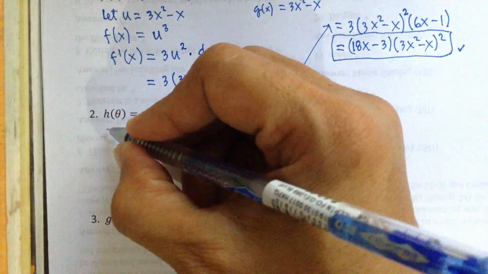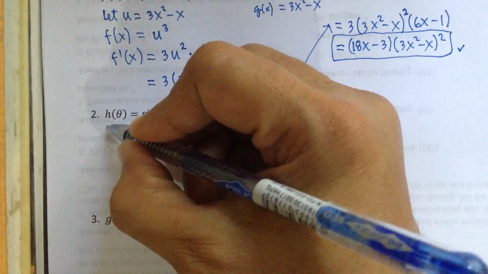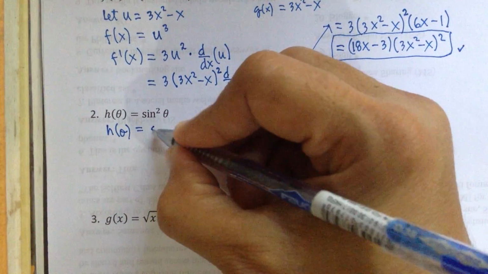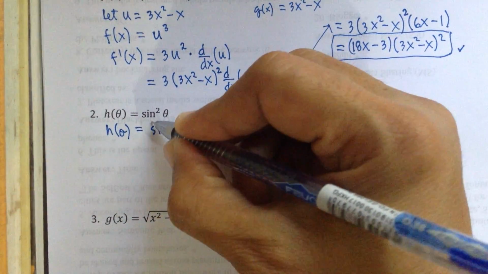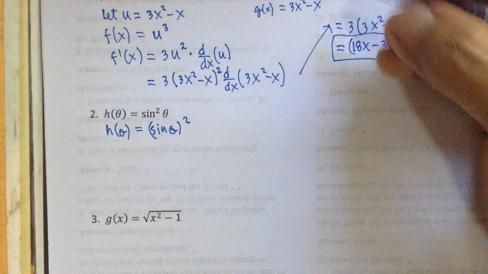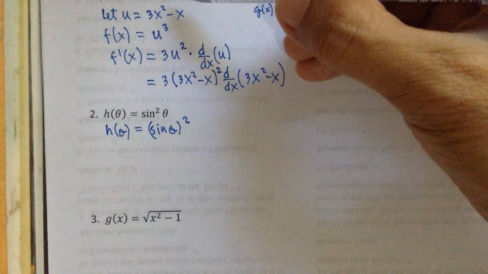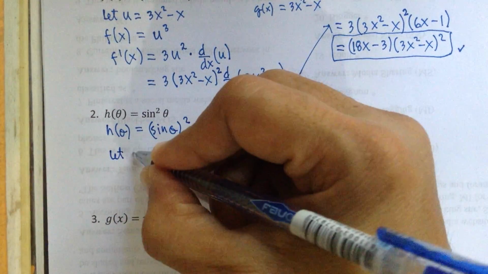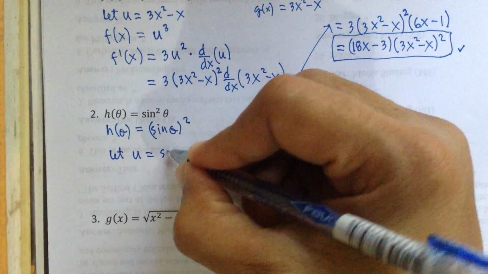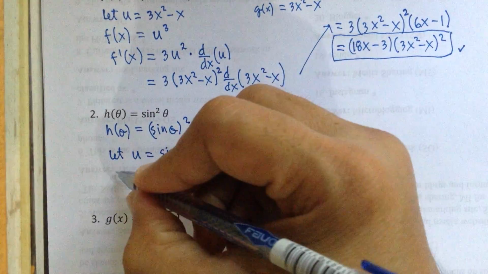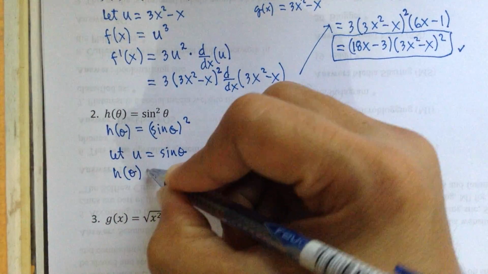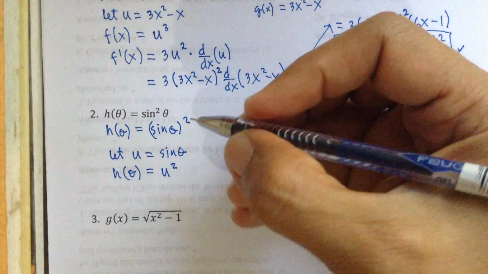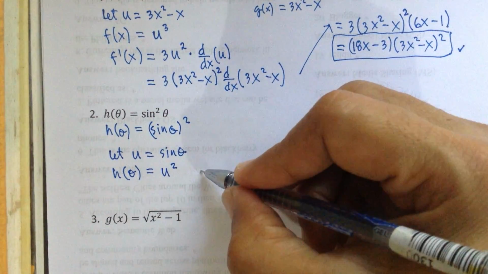Again, I just would like to reiterate here that the expression sine squared theta is actually sine theta quantity squared, which is very similar to that one, right? In other words, the obvious choice of your u is sine theta, so that your h of theta is equal to u squared.